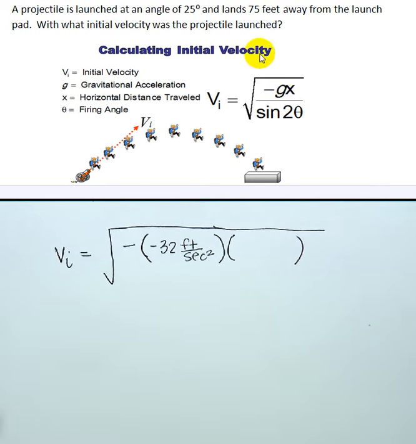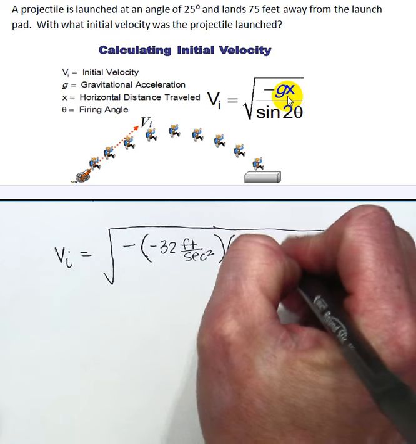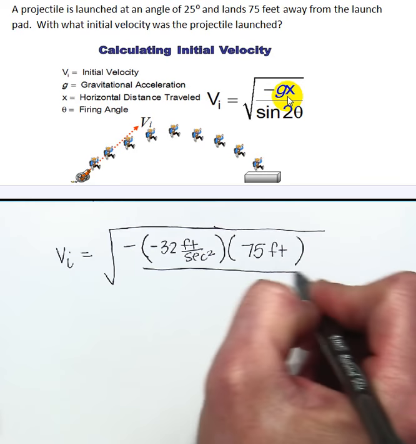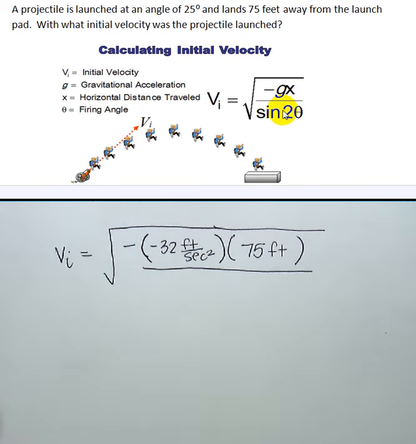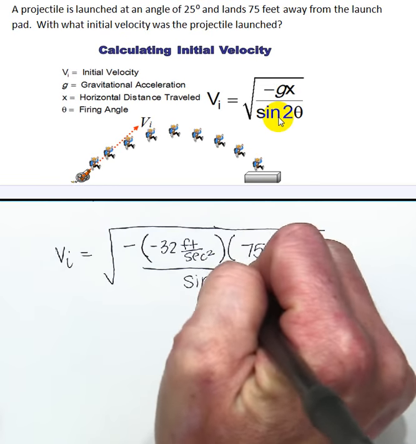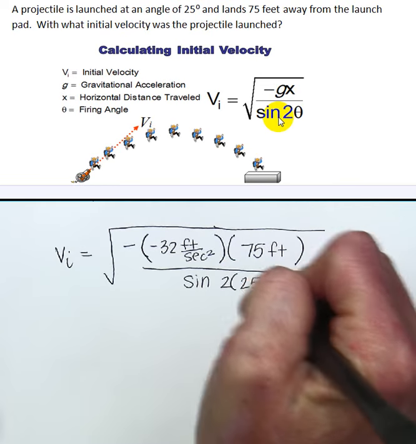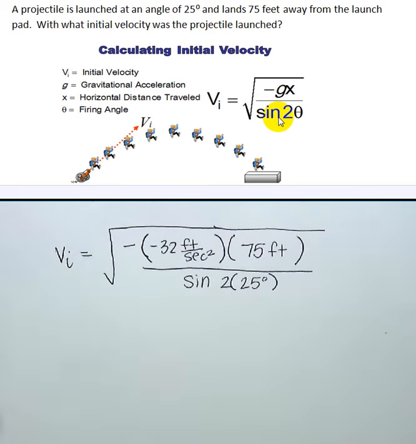And then we need to multiply by my horizontal distance, so that is 75 feet. And then we're going to divide by the sine of 2 times my angle. So the sine of 2 times the angle at which it was launched, which was 25 degrees.